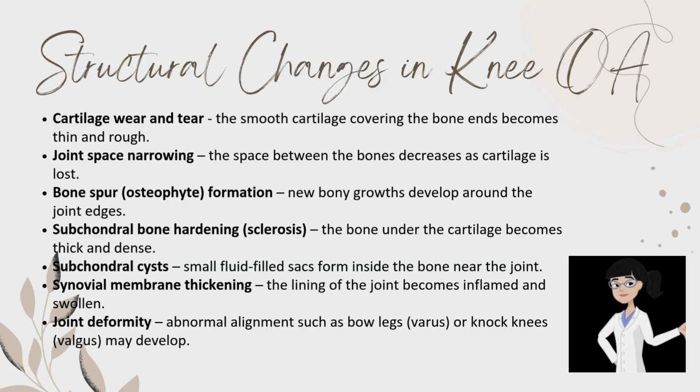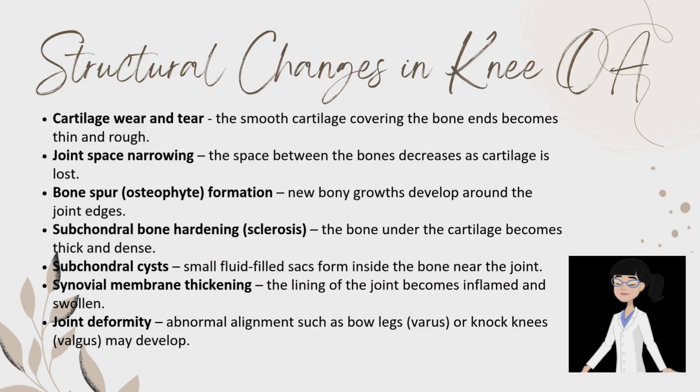Cartilage wear and tear, the smooth cartilage covering the bone ends becomes thin and rough. Joint space narrowing, the space between the bones decreases as cartilage is lost. Bone spur, osteophyte, formation, new bony growths develop around the joint edges. Subchondral bone hardening, sclerosis, the bone under the cartilage becomes thick and dense.